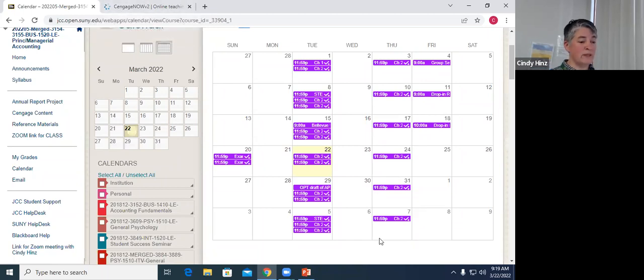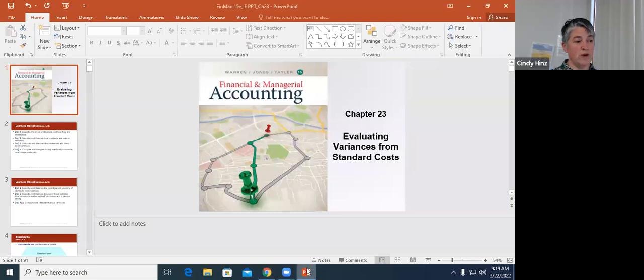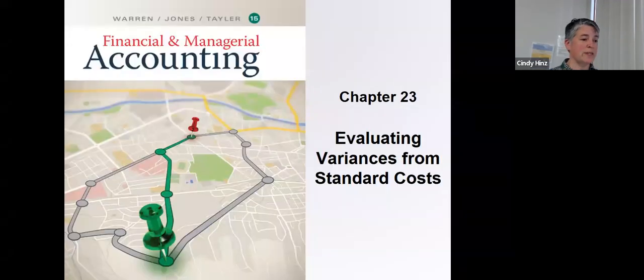And if there aren't any comments or questions, we're going to go to our new chapter for this week. We'll be covering a chapter a week, as we have been for the remainder of the semester. Our chapter that we're starting today is related to standard costs. We'll start out with a discussion of what standard costs are, and then we'll look at how we analyze differences between our actual costs and those standard costs, and what we do with that information.